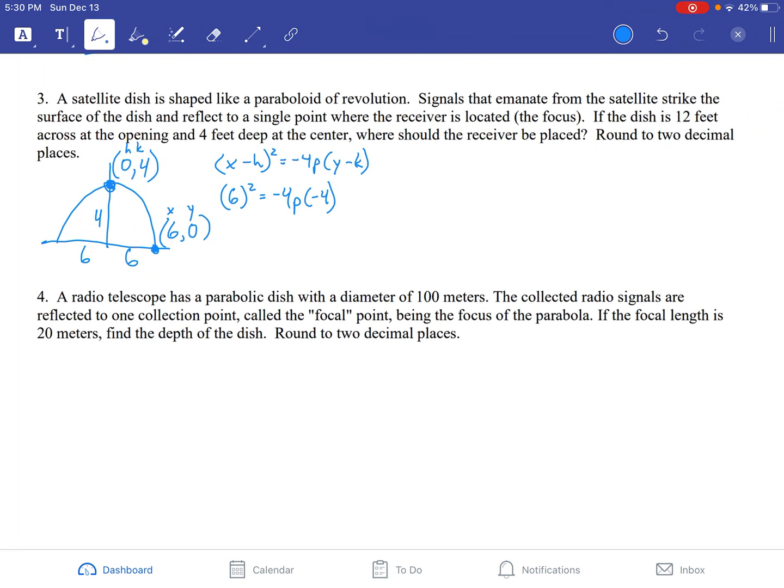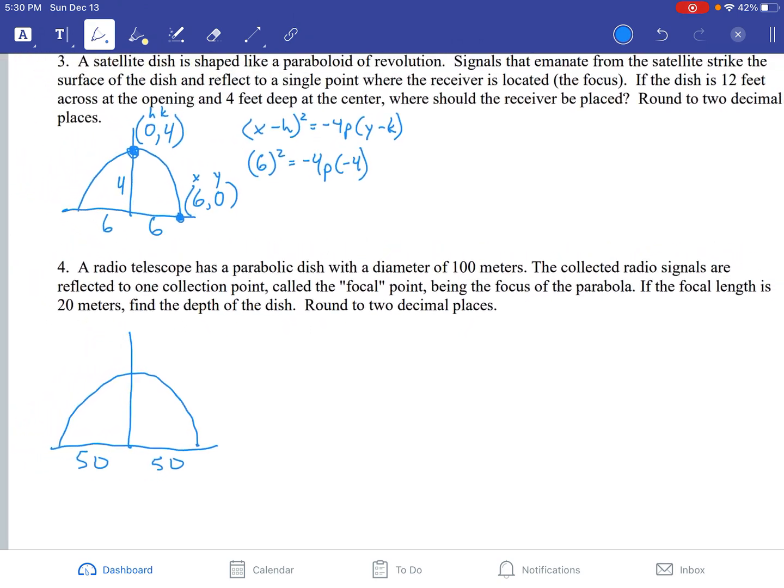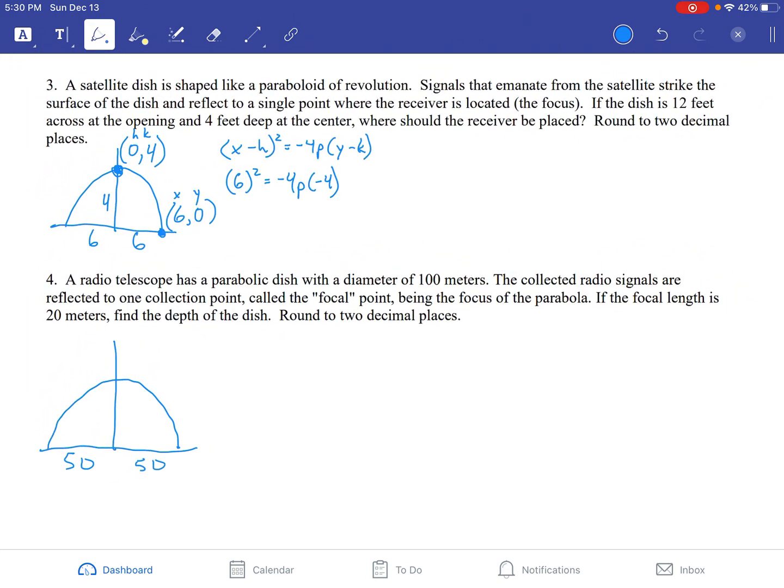Next, a radio telescope has a parabolic dish with a diameter of 100 meters. If the diameter is 100, that means the radius from one side to the other, I guess it's not really the radius, is 50 and 50. All right. The focal length is 20, so that is here to someplace over here is 20, but it's not the height of the dish.